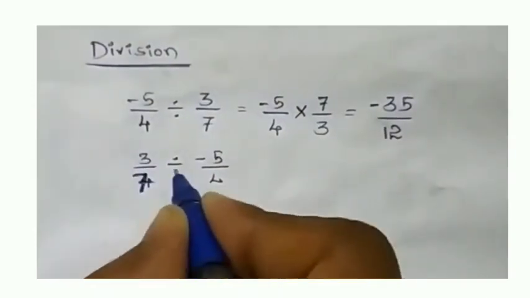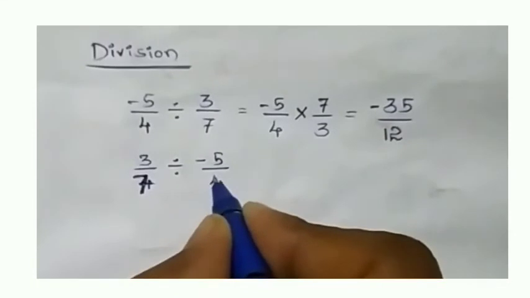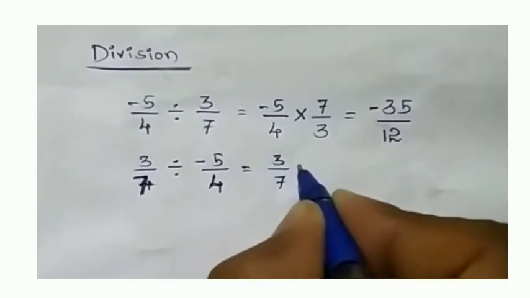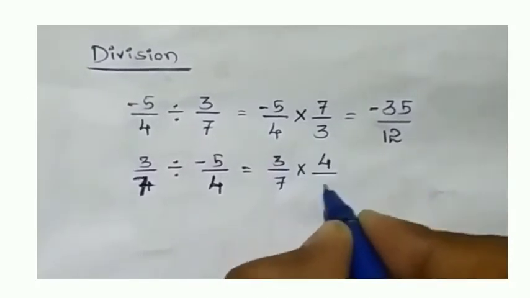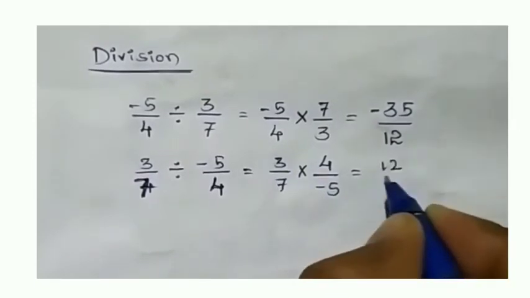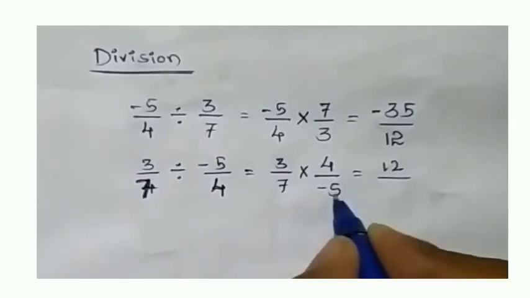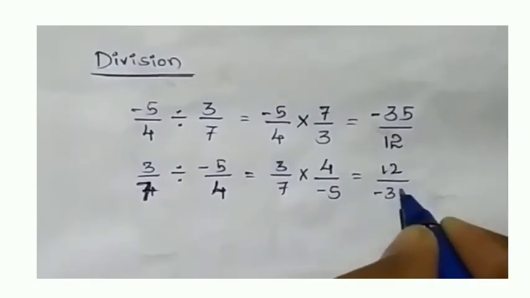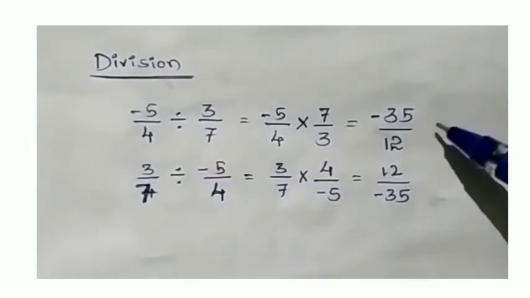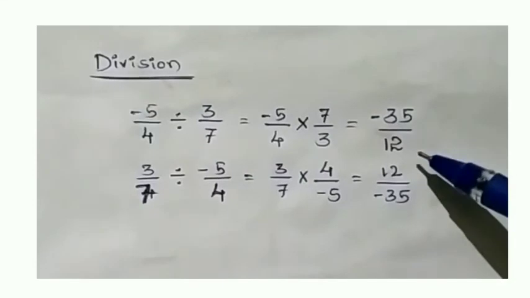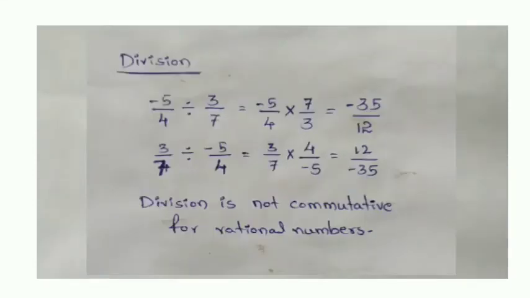3 by 7 divided by minus 5 by 4 equals, again taking the reciprocal of the second term, 4 by minus 5. So 3 fours are 12, and here 7 into minus 5 we will get minus 35. So we are not getting the same answer if we interchange the terms. That's why division is not commutative for rational numbers.